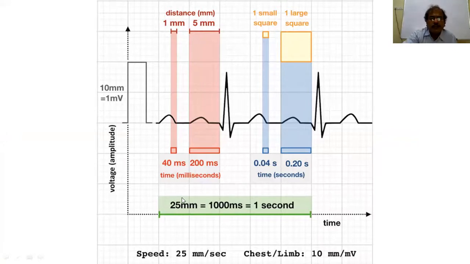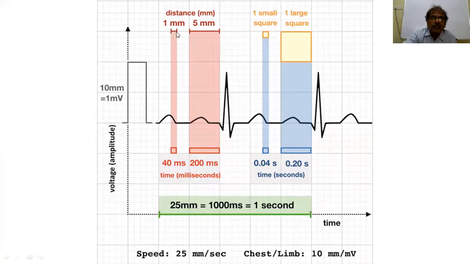So as I said, the ECG machine runs at a speed of 25 millimeter. That means 25 millimeter is equal to 1000 milliseconds, and this 1000 milliseconds is equal to 1 second. So this much distance is 1 second. That means 5 large boxes is equal to 1 second.